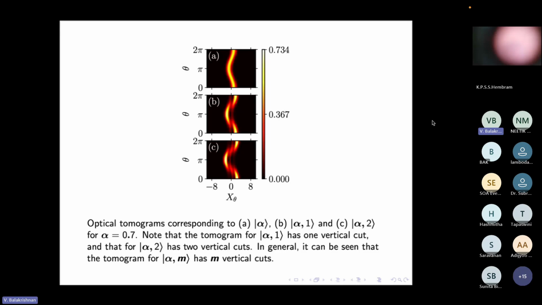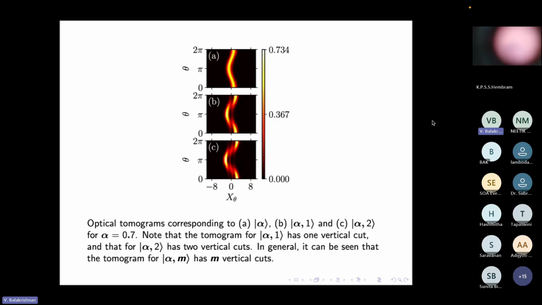So here we see something interesting. The topmost panel A is the tomogram for the coherent light, which I showed even in the previous slide. But here I've chosen alpha to be 0.7. In general, alpha is complex, but without loss of generality, I'm now going to work with real alpha. B, the middle panel, is alpha comma 1. You see, the addition of one photon has produced a vertical cut. And C, the bottom panel, is alpha comma 2 tomogram, the two photon added coherent state, where you see two vertical cuts. So in general, it can be seen that the tomogram for alpha comma m has m vertical cuts.